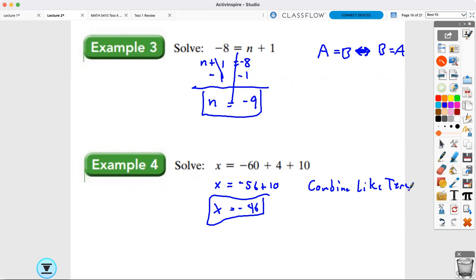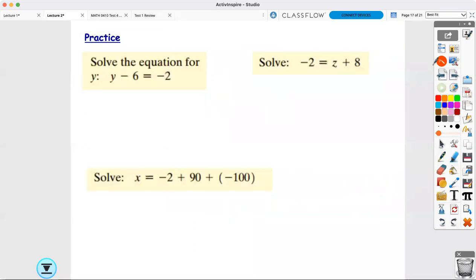Any questions on what we did on example 3 and 4? All right. If there are no questions, class, here are your first set of practice problems. I'm gonna give you guys 4 minutes. Good luck.